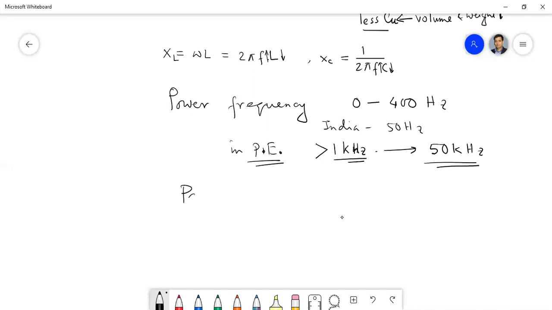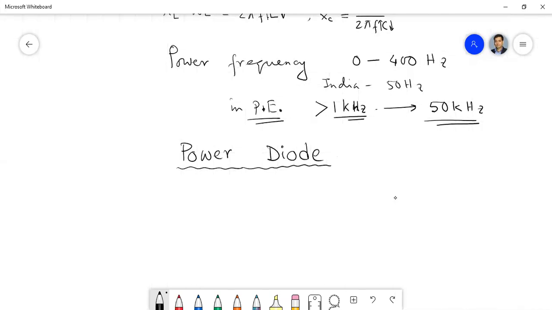Okay, so let's start the device part. I will start with the power diode. Now, the normal diode or PN junction diode we have already studied in analog electronics classes. In that diode there are only two layers or substrates. One is the P substrate, another is the N substrate.